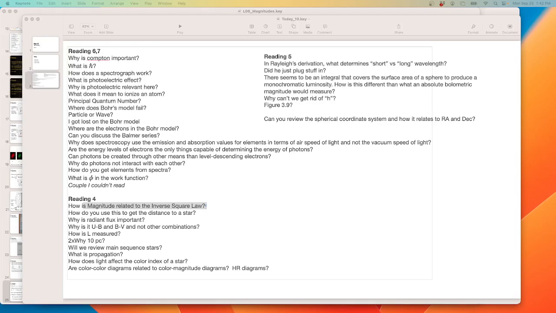What are the principal quantum numbers? The principal quantum numbers are the quantum numbers that describe the system, and they change from system to system, but they're the important quantum numbers.